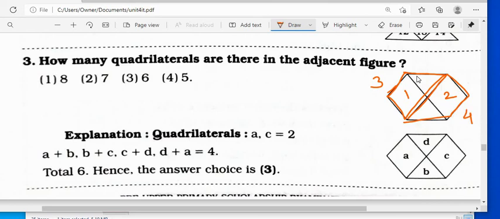And therefore this is 4. Then see this one is 5. No. This is 5. 5 quadrilaterals. And this is 6. 1, 2, 3, 4. There are 6 quadrilaterals. That is option number 3 is your answer.